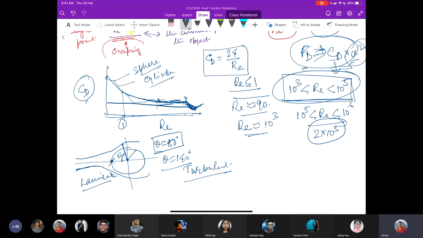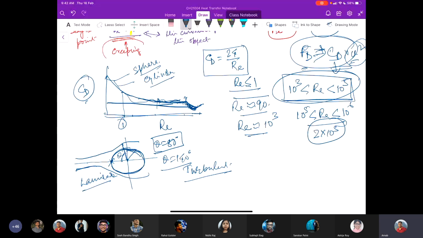Fine. So in all the cases that we have discussed here, we assumed that the surfaces of these objects are smooth. There is no roughness. Now, the presence of surface roughness usually increases the drag coefficient, particularly in the case of turbulent flow.